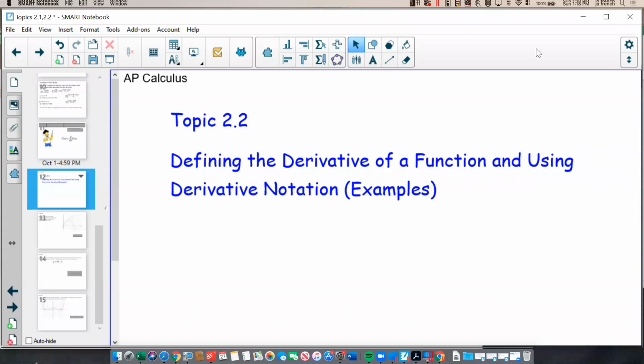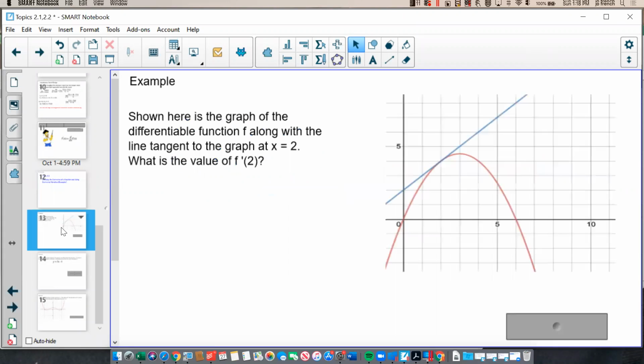Hello, I'm Joe French, coming to you from my classroom in Mount Pleasant, Utah, and this is topic 2.2 in the AP Calculus curriculum, defining the derivative of a function and using derivative notation. And these are some examples of the concepts that are covered with this topic. So let's look at our first example.